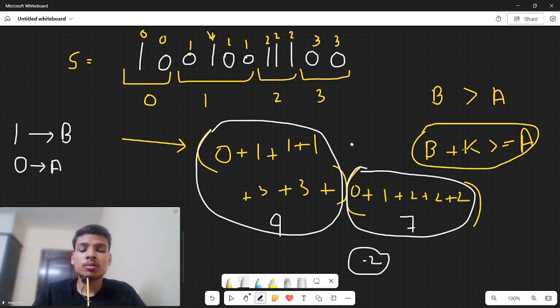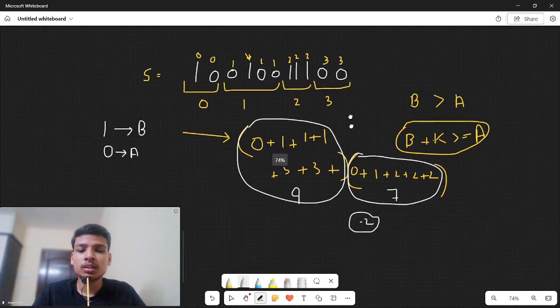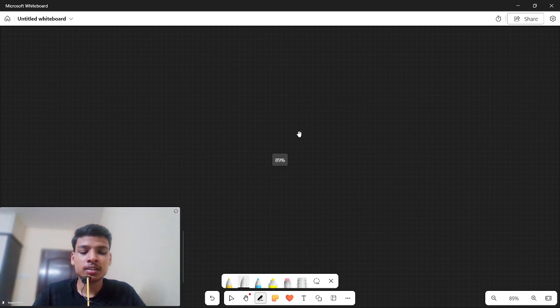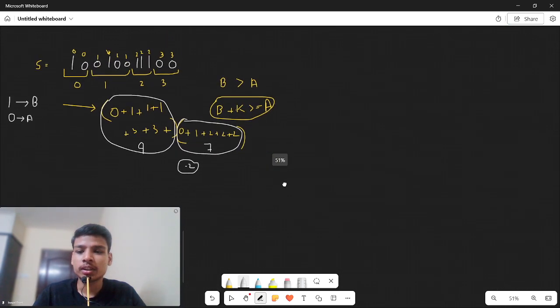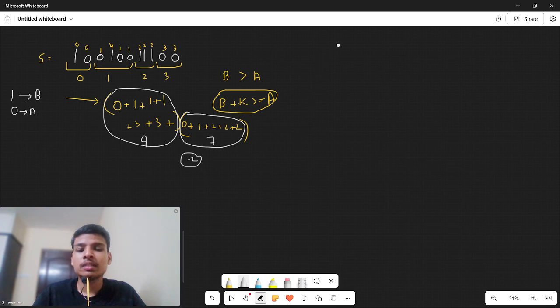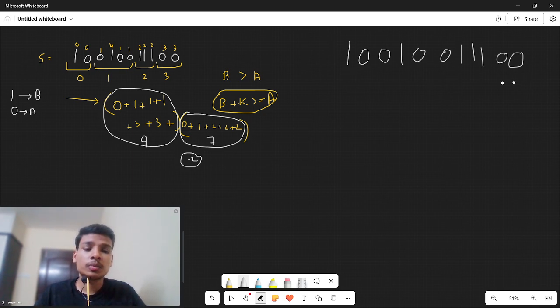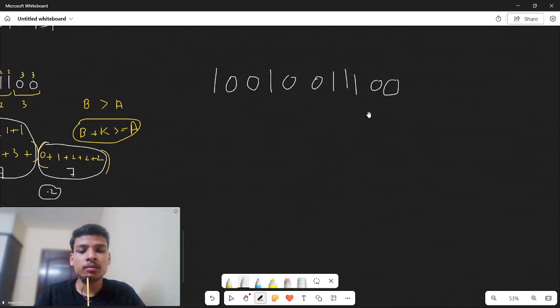So what configuration to select? I'll tell you. There is a pretty pattern in this question, and I will explain it from this string only. What was the string given to me? That is 0, 1, 0, 0, 1, 0, 0, 1, 1, 1, 0 and 0, right? So just find the suffix sum of this particular string. But how? Add minus 1 for the 0 and 1 for the 1.